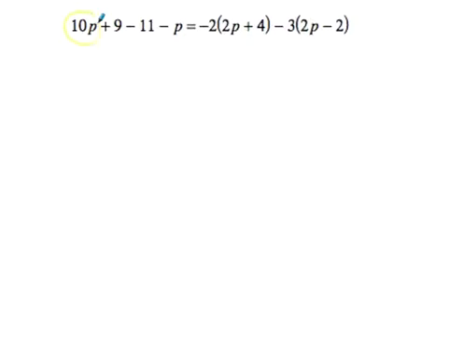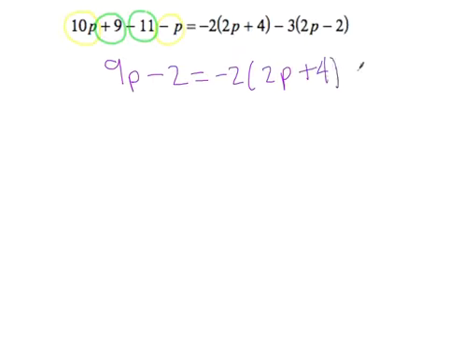So I'm going to say 10p and negative p are like terms, and then 9 and negative 11. On the left side, when I put together 10p and negative p, that gives me 9p, and 9 minus 11 would give me negative 2. So I'm going to write everything down just like it says up top. And I've cleaned up my left side, but not my right side.